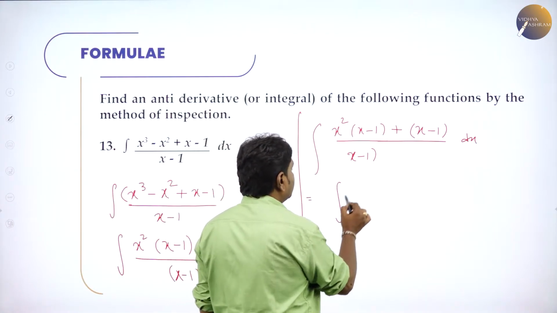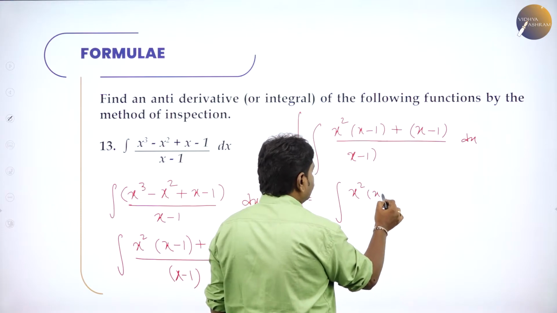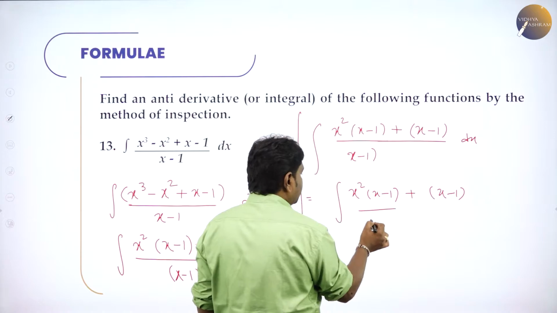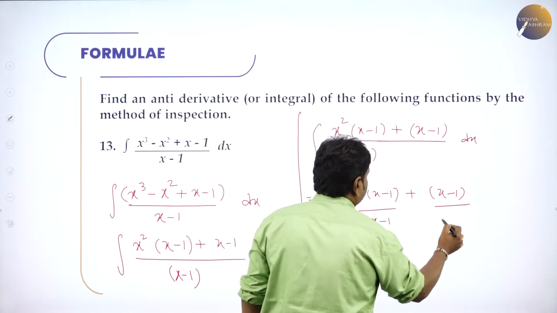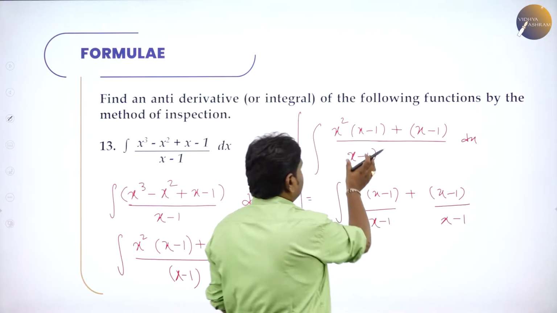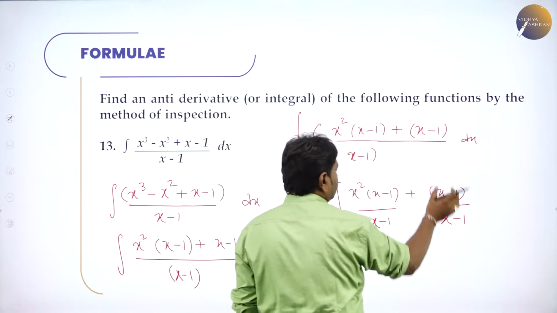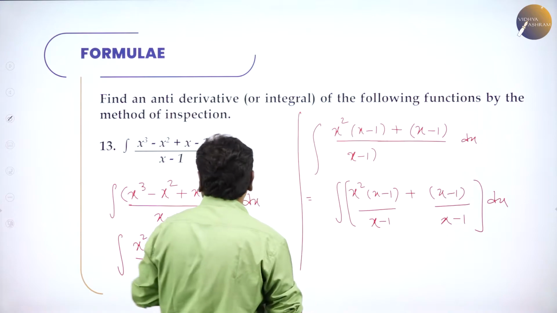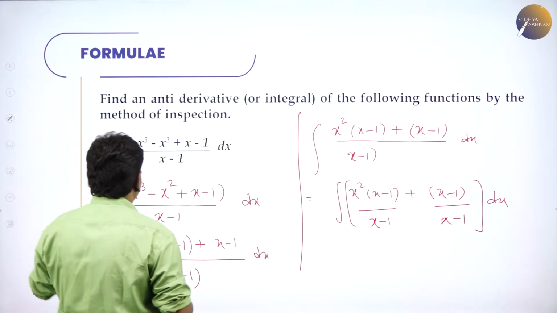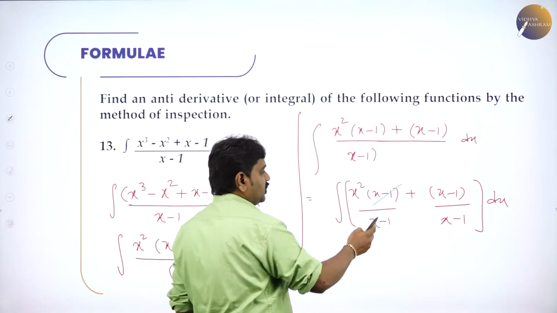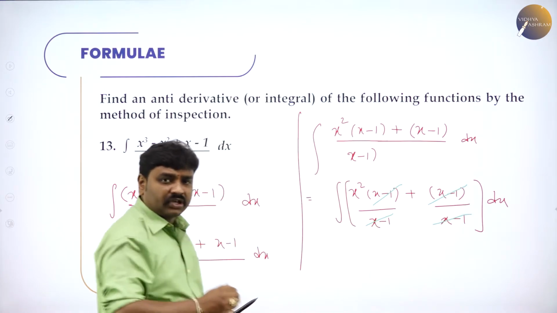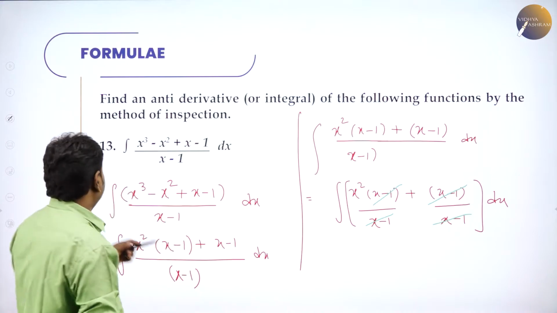If you split this, it will become integration of x square into x minus 1 divided by x minus 1, plus x minus 1 divided by x minus 1, dx. I'm splitting the first term by x minus 1, second term by x minus 1. After splitting, you can cancel the like terms. Here I can cancel x minus 1 and x minus 1, x minus 1 and x minus 1. After you cancel, whatever is left out, you write them.